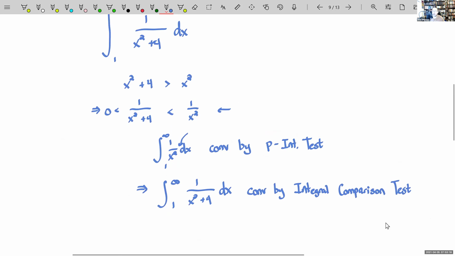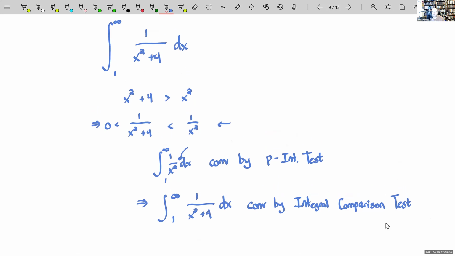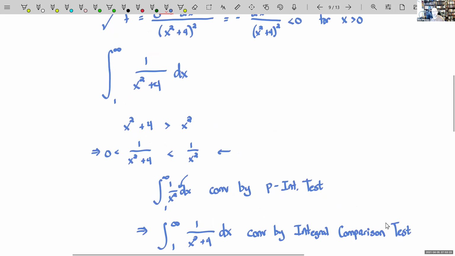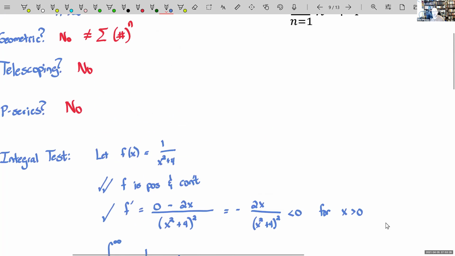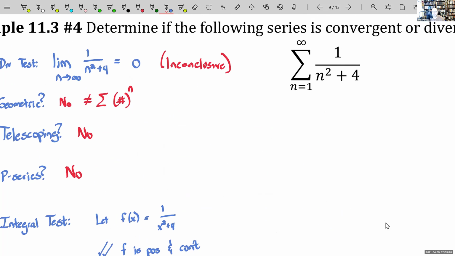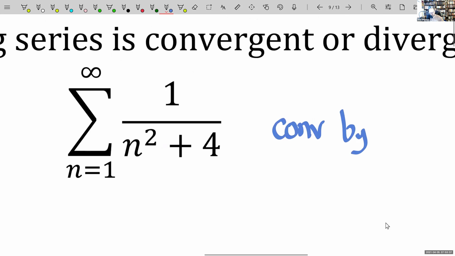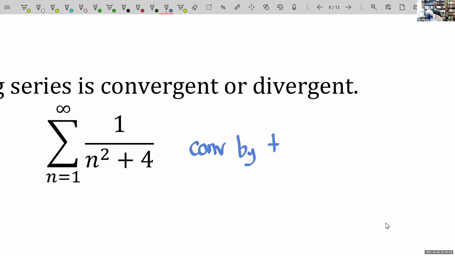And now that we know that our improper integral from 1 to infinity of 1 over x squared plus 4 converges, we know therefore that our series converges. And the reason why this series converges, by the way, is by the integral test. That's the primary reason why we determined that this series converges. We compared it to an integral.